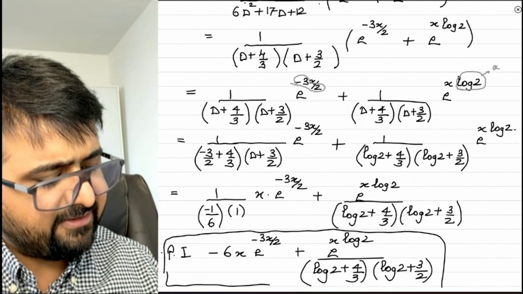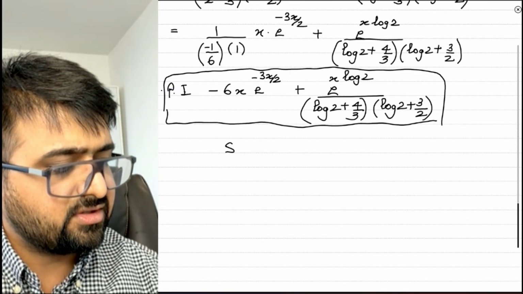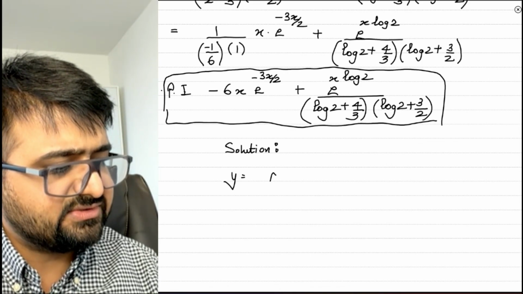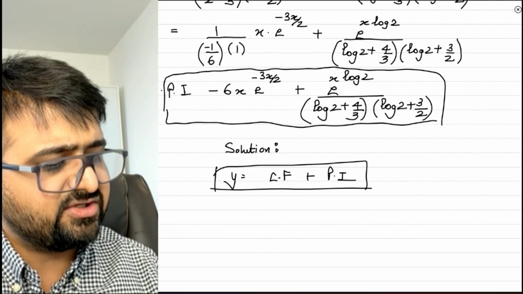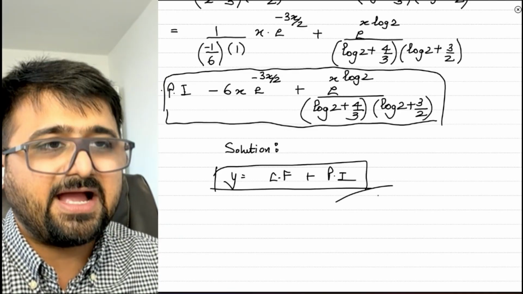Now that we know CF and PI both, we can directly say that our solution is y equal to CF plus particular integral. So just substitute the value of CF and PI, and that's where you get the solution. Okay, I hope that makes sense.